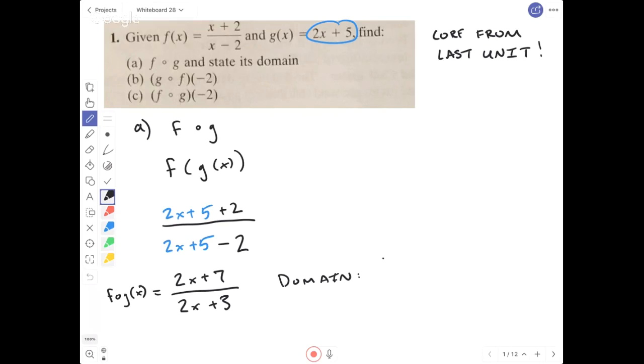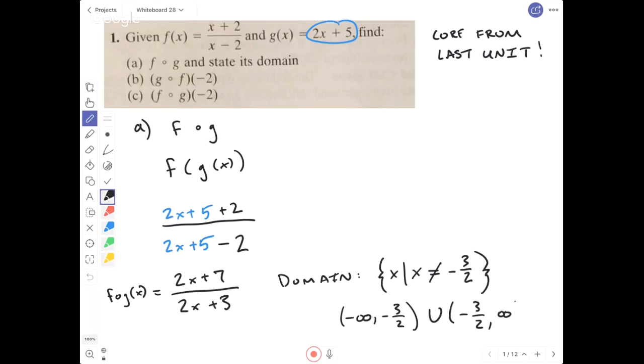So the domain is the set of x values such that x does not equal negative 3 over 2, or negative 1.5. Another way of writing that same idea would be to say negative infinity to negative 3 over 2 in union with negative 3 over 2 to infinity. Cool. All of that is part A.